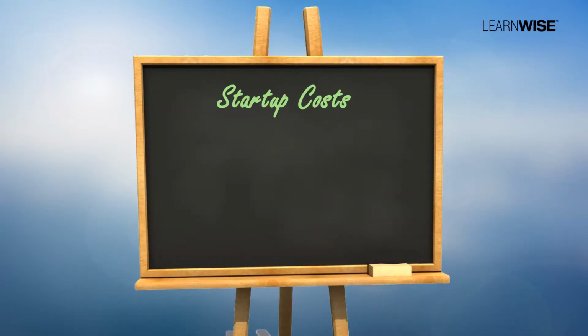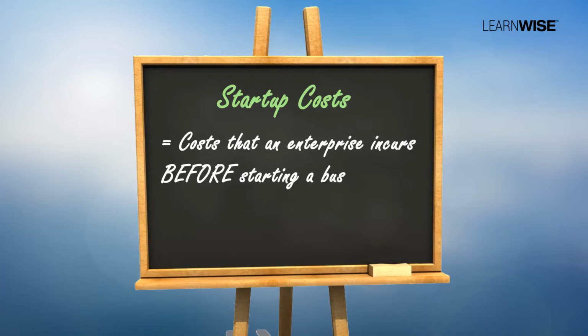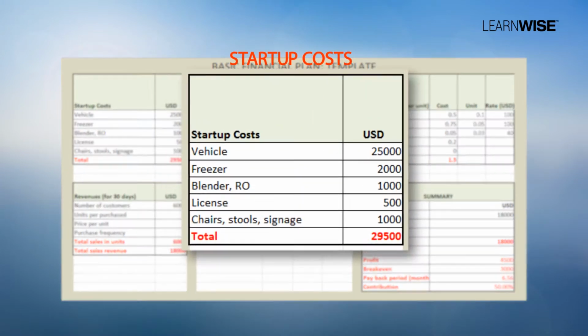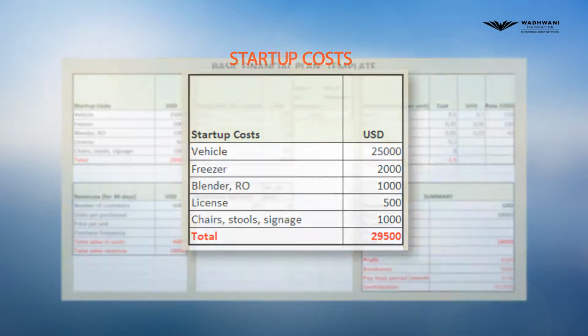Startup costs or capital costs are costs that an enterprise incurs before starting a business. For the smoothie business, it would include buying the truck, the chairs, the stools to seat customers, the signage, and the equipment. All this before the business starts.